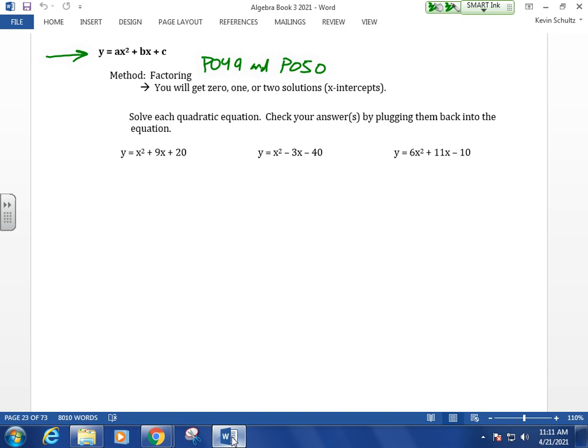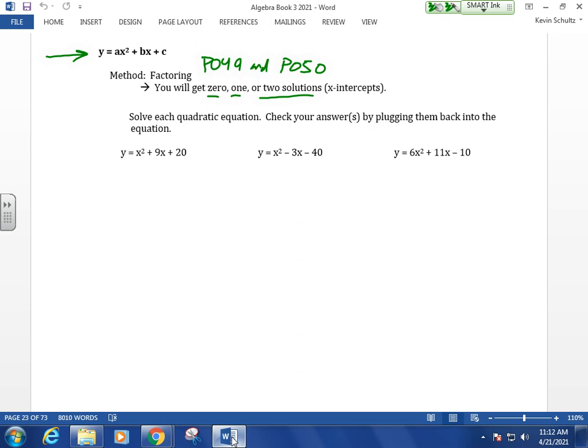Okay, but the method is factoring, and the quirk for this type is that you will either get 0, 1, or 2 solutions. So not super helpful because it could be anything, and that's where really knowing how to factor something is important. So let's start with y equals x squared plus 9x plus 20. Without a coefficient on x squared, this goes back to PO49, where we're really only focused on the factors of 20 that add or subtract to equal 9. And what are they? Erica.